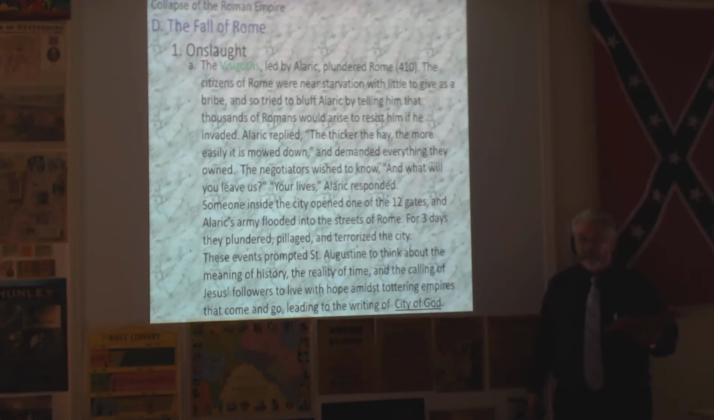These events led to the writing of City of God by St. Augustine of Hippo. It caused Augustine to think about the meaning of history. Now, how is it that Rome, that mighty empire, could have fallen so badly? He thought about the reality of time, and the calling of Jesus' followers to live with hope amidst tottering empires that come and go. And that's the theme of the City of God.